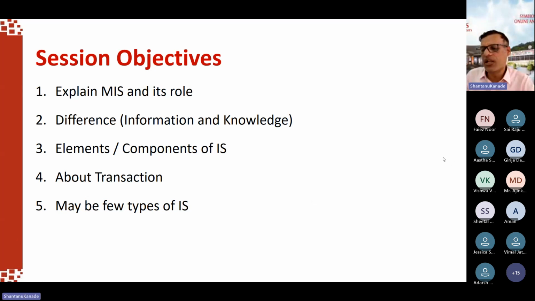Now we need to understand what is a system. Before going to information system, we need to understand what is a system. Can anybody tell me what you understand by system? Or you can give me an example of a system.